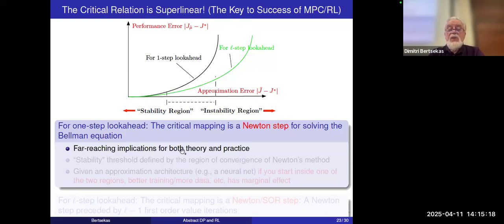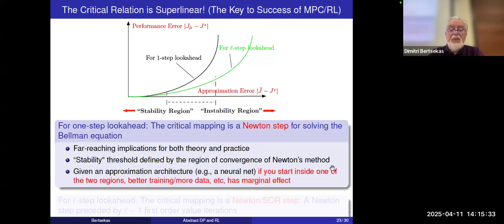So this has far-reaching implications for both theory and practice, and it has been verified. This performance relation has been verified with many studies. There's a stability threshold that is defined by the region of convergence of Newton's method. And given a certain approximation architecture for J tilde, for example, a neural network, this defines more or less the general region within which you operate. If you have a good approximation architecture, you start over here. If you have a bad approximation architecture, not a very powerful one, then you start over here.